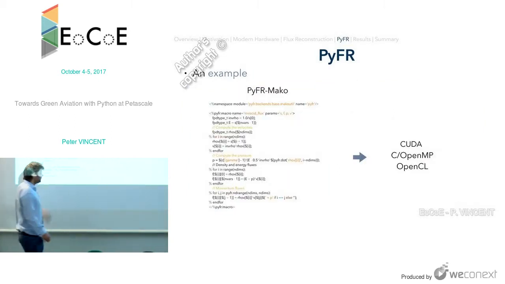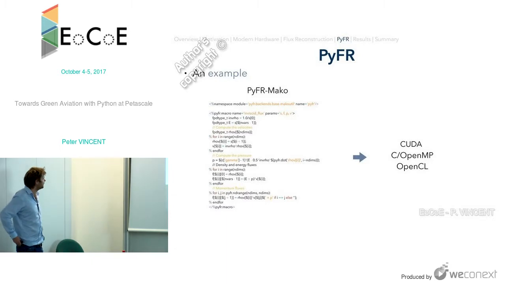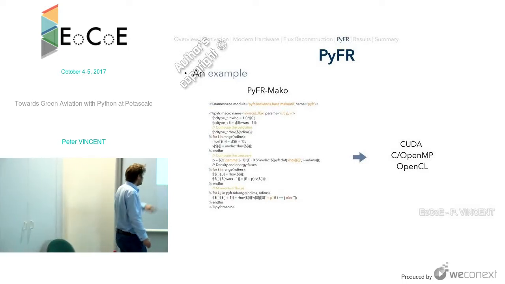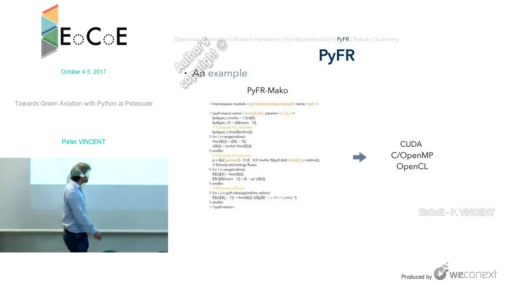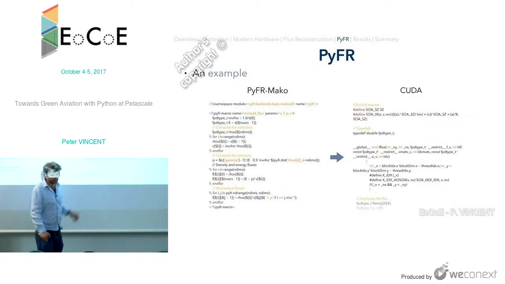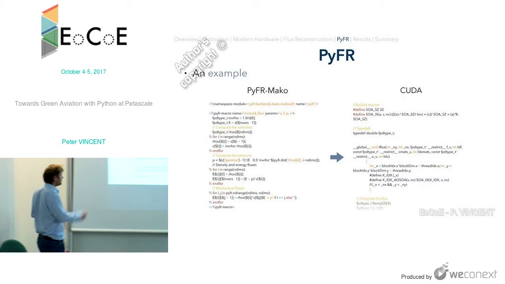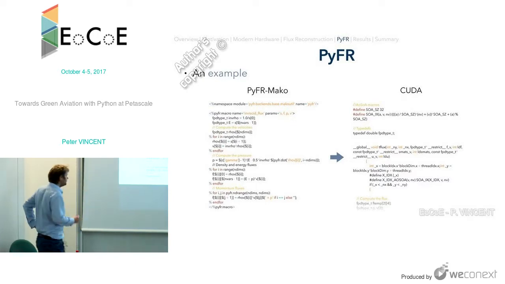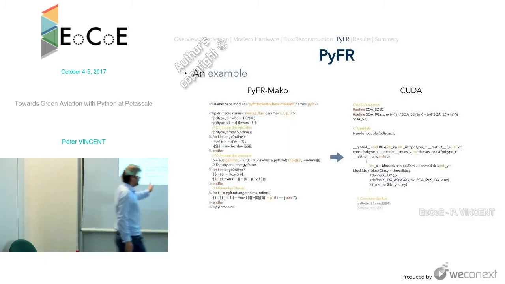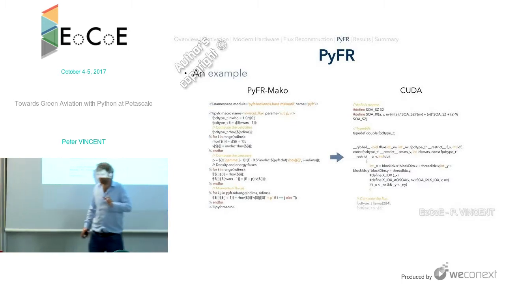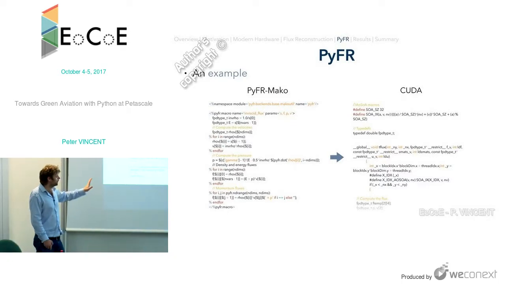This is an example of this Mako because it's a slightly longer talk, so I had a little bit of time to go into some details. This is an example on the left of an Euler and VINCENT flux kernel written in this Mako language that we have. This is code from PyFR. Over here, this is CUDA that's generated, and it goes down the screen, because there's lots more of it. I just want to make three quick points about this, as well as just generating the code.